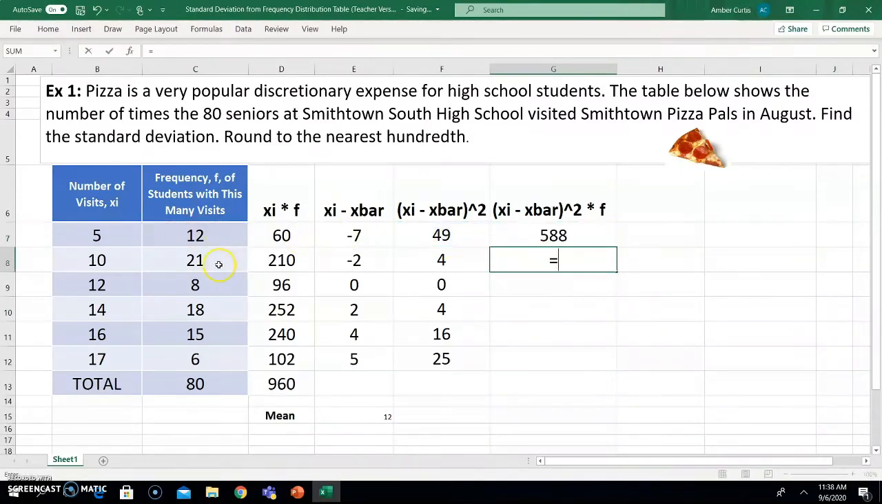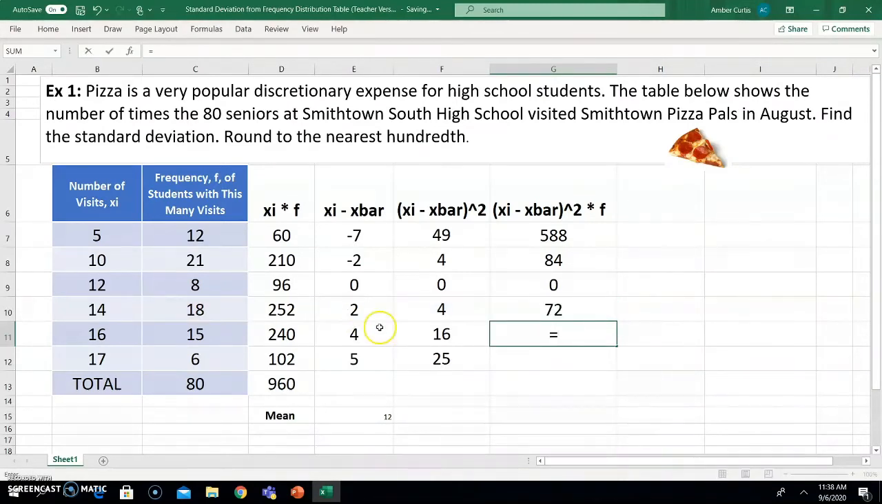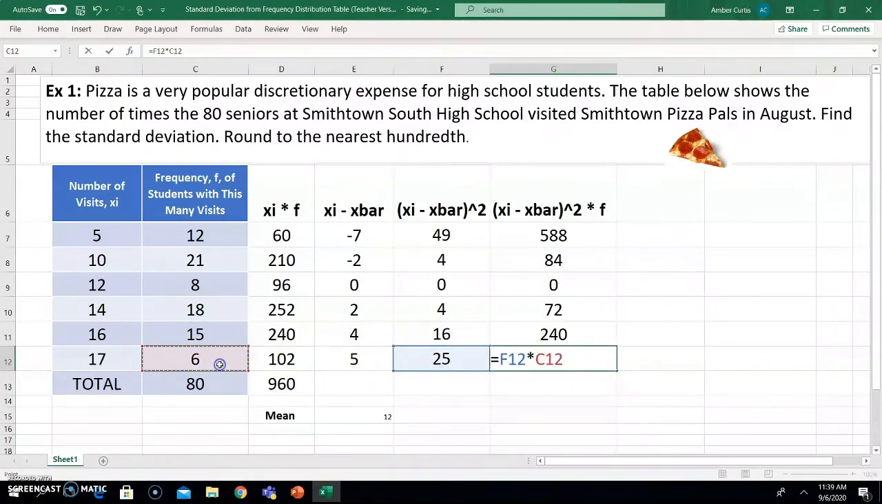And I'm going to repeat that process for each row. So I have equals, the squared difference between the data point and the mean, times the frequency. And repeat, and repeat, and for the last one, repeat.